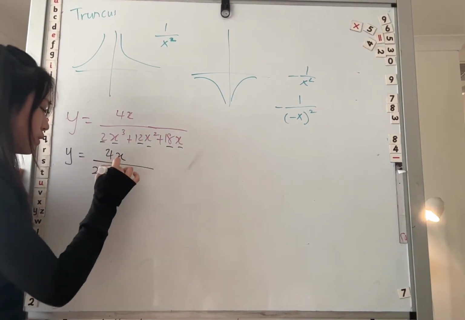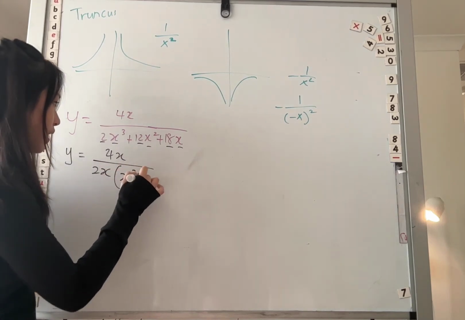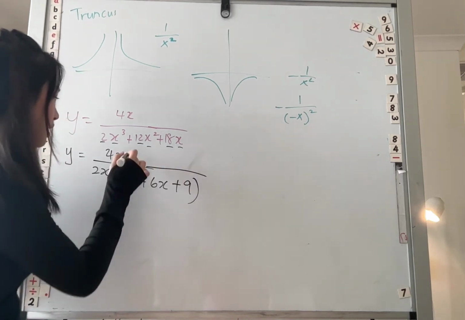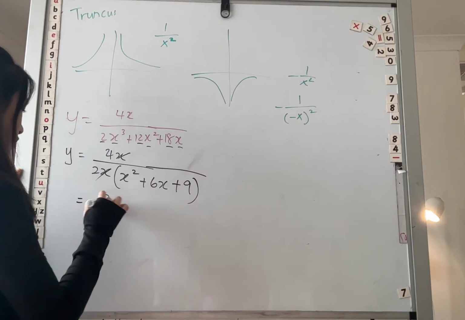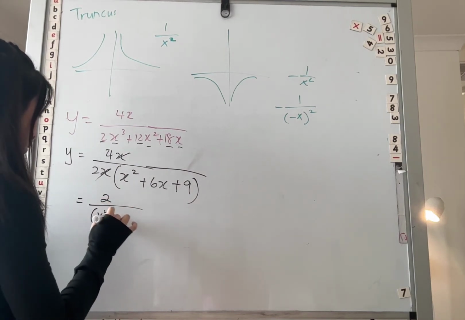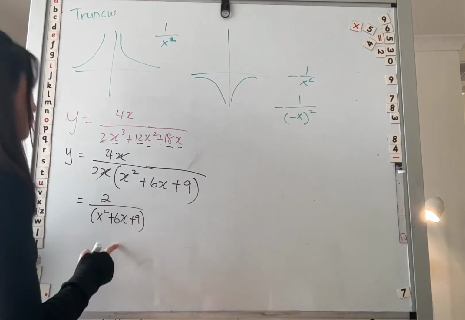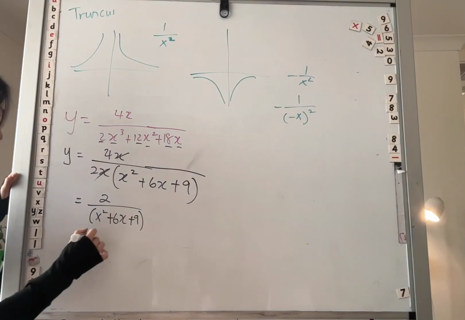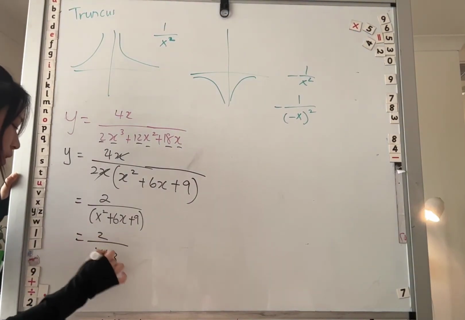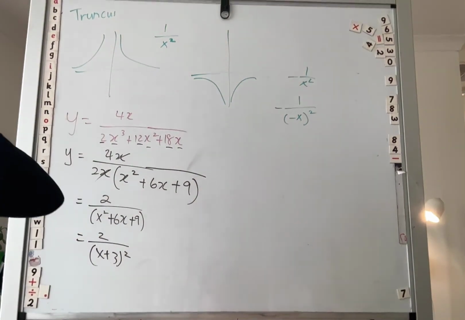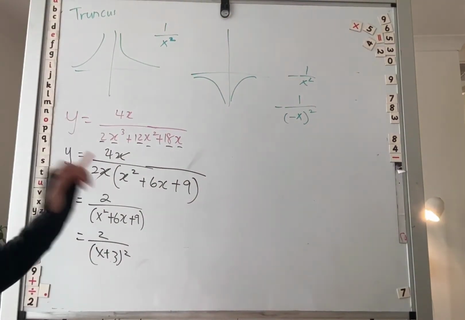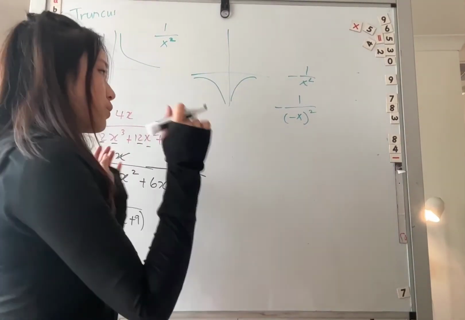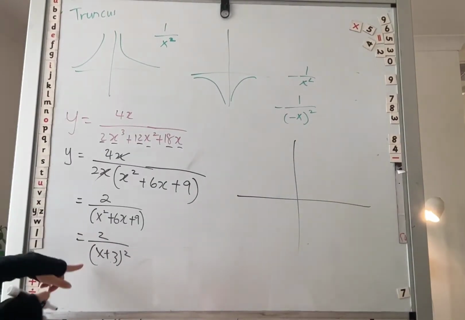So I'm going to take out the 2x, so now I get x squared plus 6x plus 9, okay? And you realize that I can actually cancel these, so now my function is 2 over x squared plus 6x plus 9. Okay, but this isn't in my truncus form yet, until I realize that this I can factorize. So that becomes x plus 3 squared. And now I can start sketching this. So I know that there's a dilation here, but I'm not going to deal with that right now because it factors in when you do the x and y intercepts. So I know my basic graph looks something like this.